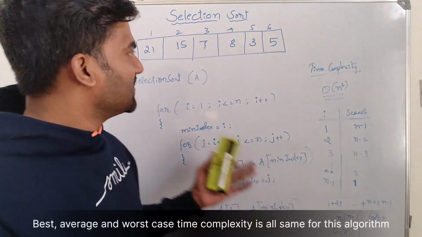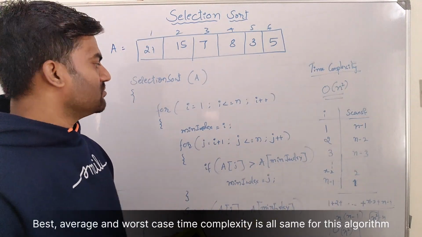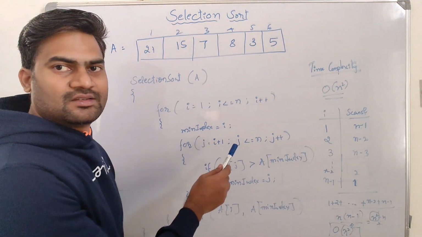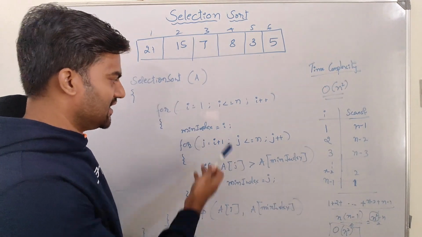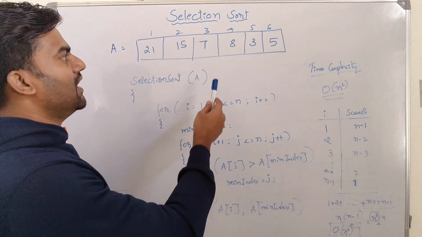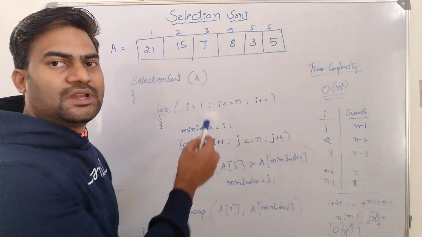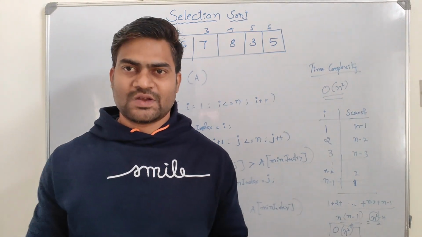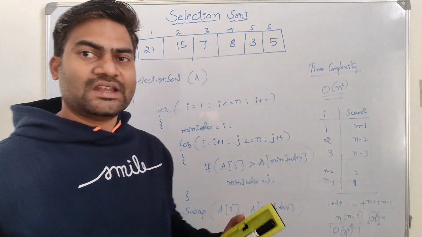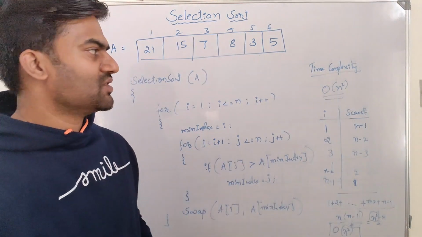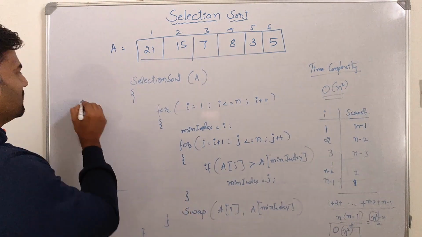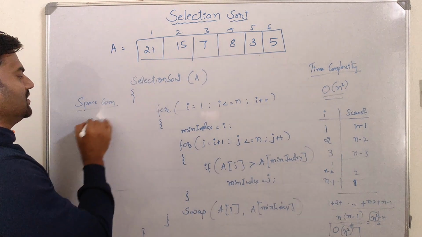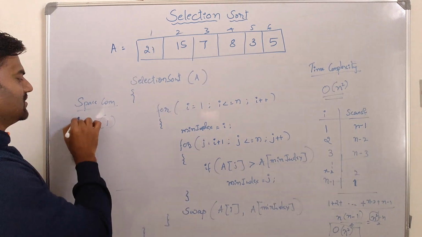Now, what is the space complexity? We are taking this particular variable, so this can be ignored. It takes a constant amount of space, and we are manipulating this array in place. So basically this is an in-place sorting algorithm. That's why there is no need for extra space. So the space complexity for this one is of order 1.